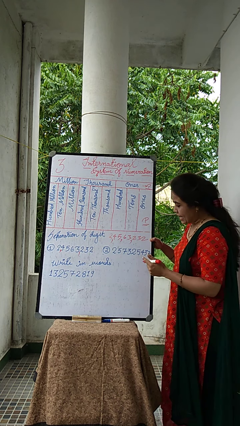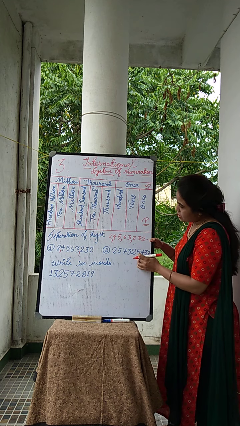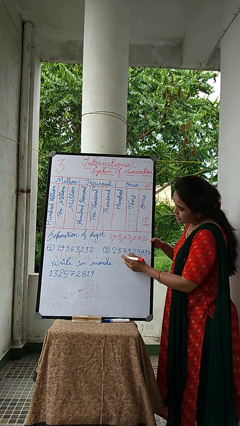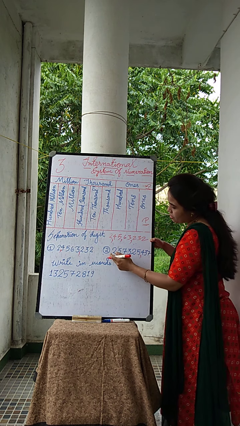One more example we are taking. In this also we are doing ones, tens, hundreds, 1000, 10,000, 100,000. Then we have million, 10 million and 100 million.